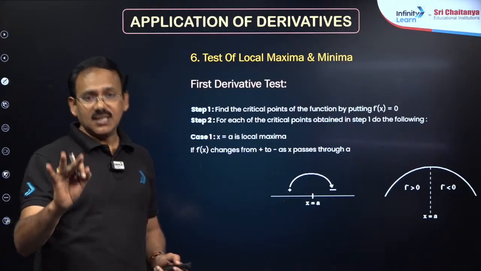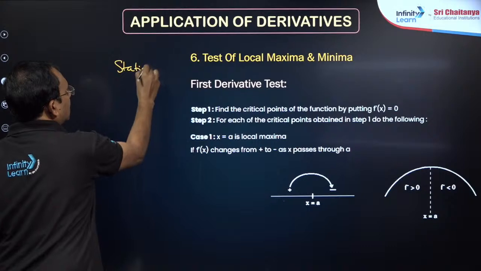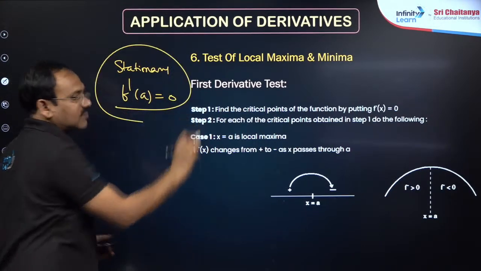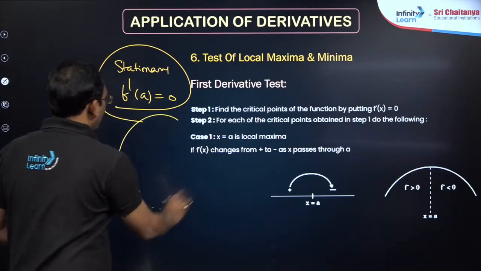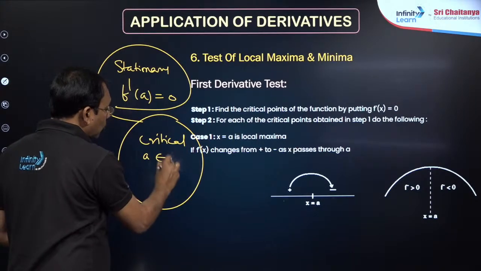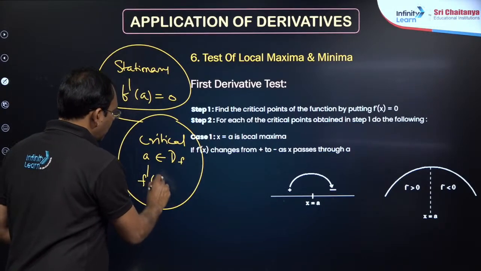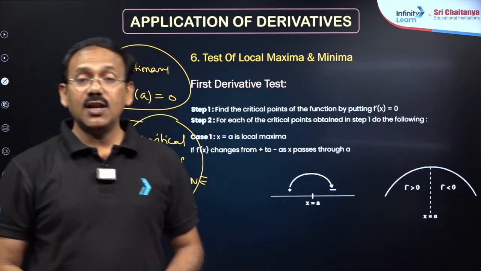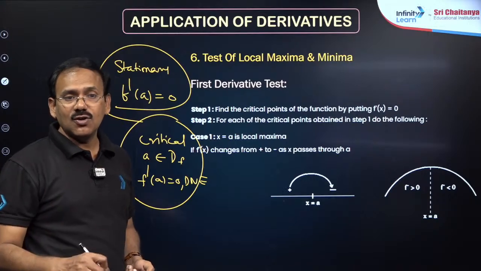stationary point, critical point and point of inflection. These three are very, very important. Stationary points means simply the points where the derivative is 0, that's it. And critical point means the points of the domain, that is important, the points of the domain where the derivative is 0 or does not exist. It's very, very important, my dear friends.